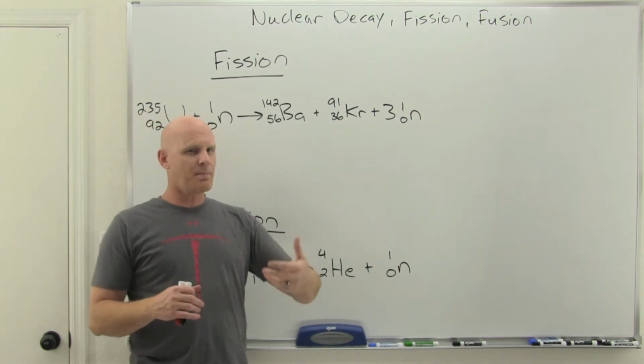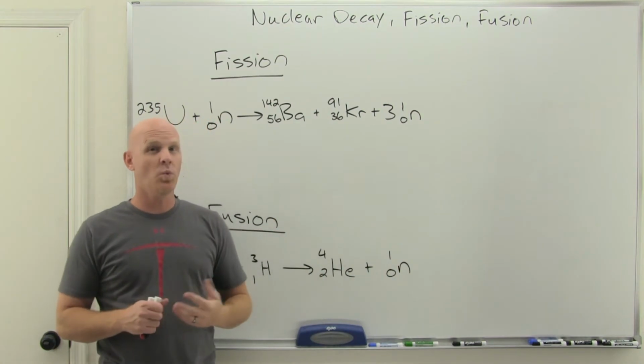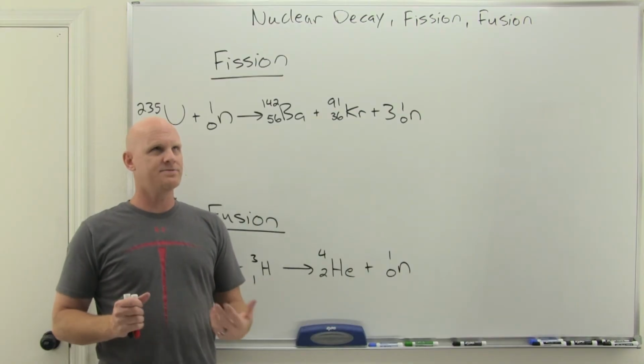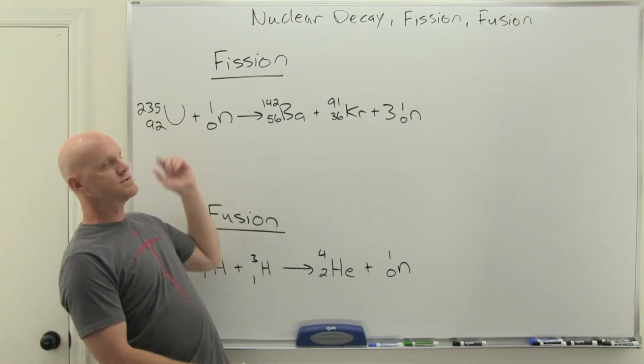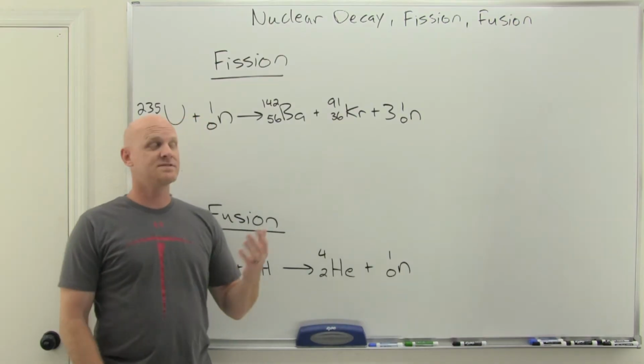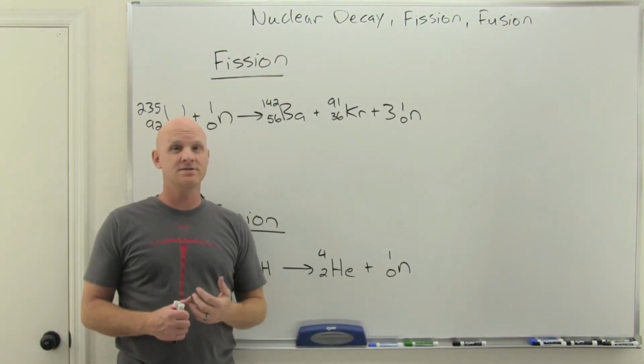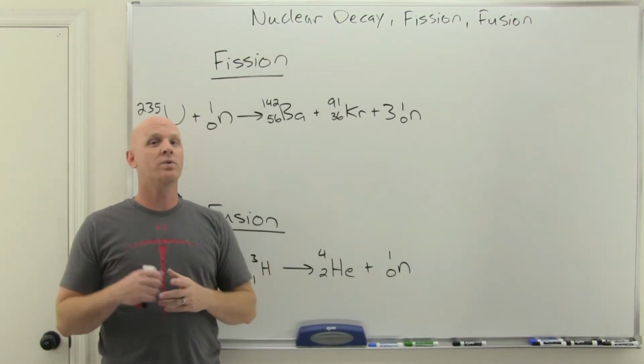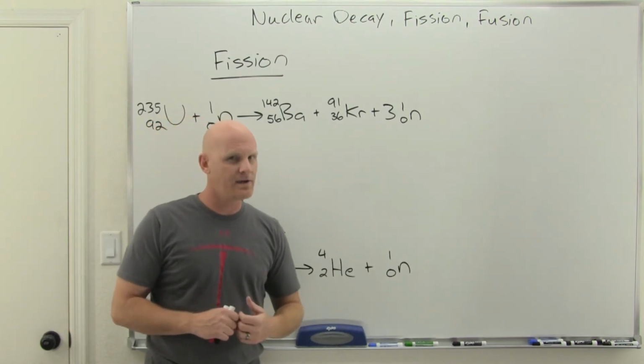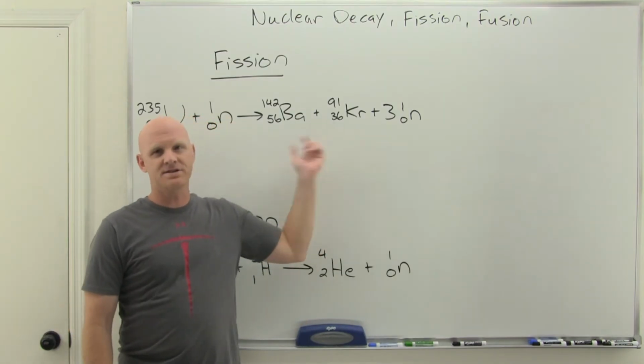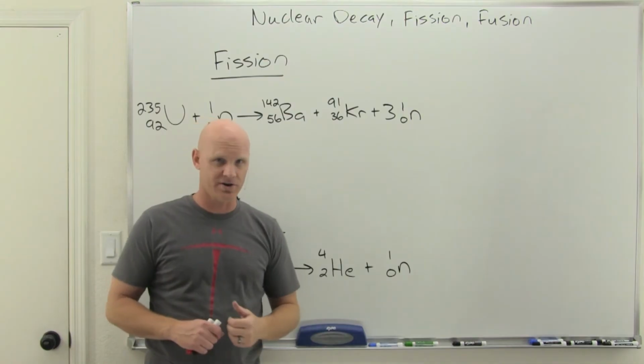Well, there's a couple different ways we can prevent this from happening, and one is just don't have too large a piece of uranium-235 around. It turns out that if you've got too large a piece of uranium-235, when it reaches what we call a critical mass, then you can't stop this process, and a chain reaction occurs.